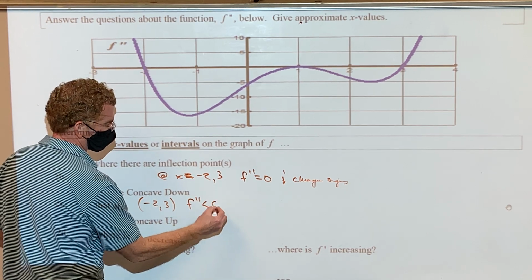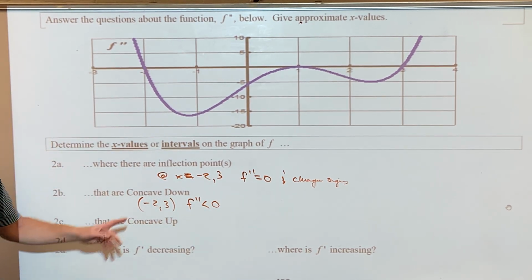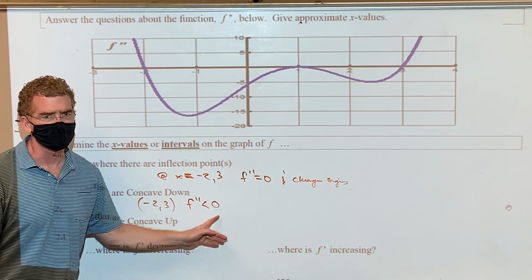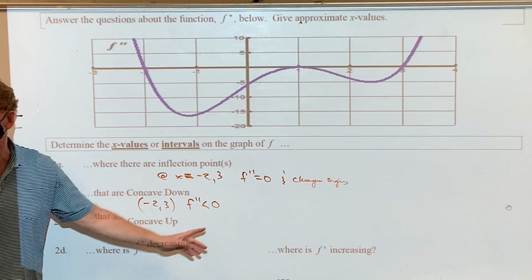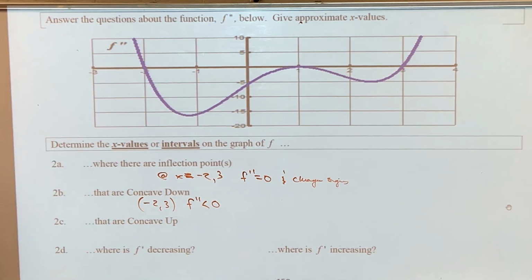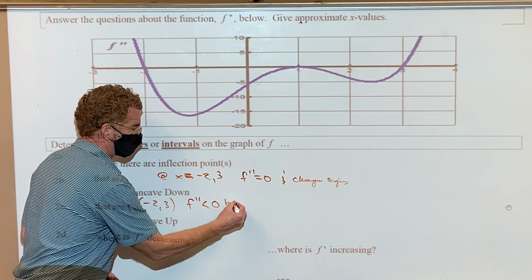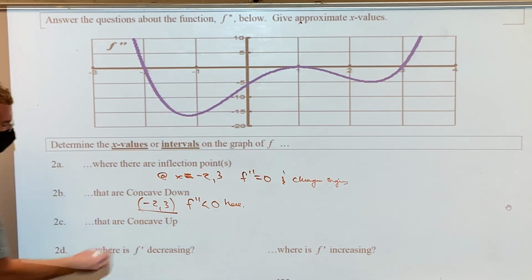F double prime is negative there, right? I keep seeing people write "F double prime has negative values, blah, blah, blah." Less than 0 means negative. It's just so much easier than writing out a paragraph. So F double prime less than 0 here. Now if it doesn't say justify your answer, just write the interval.